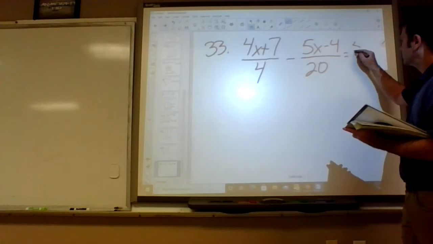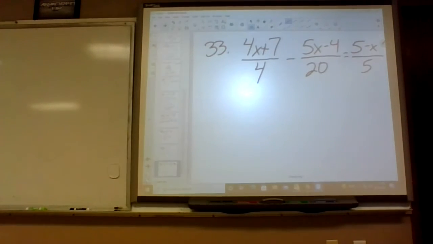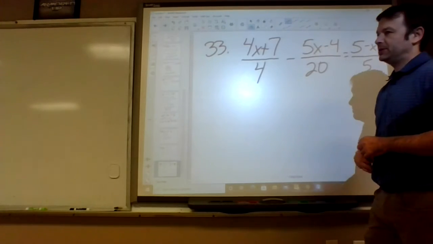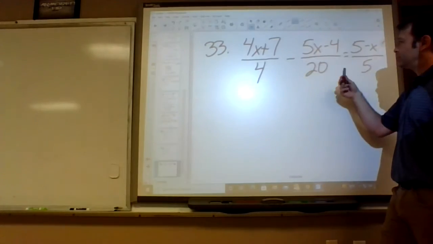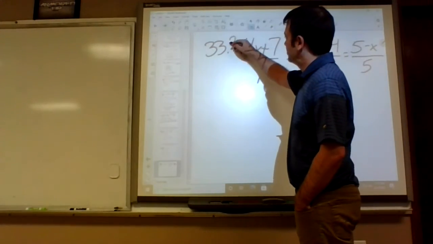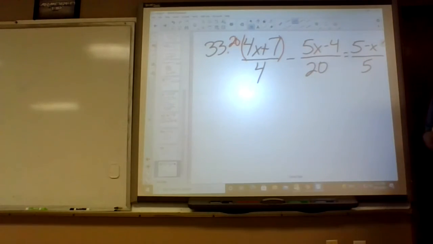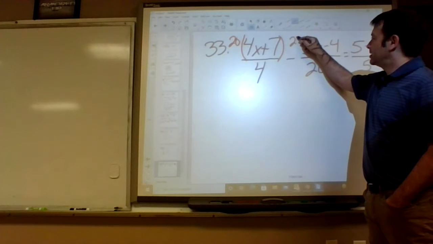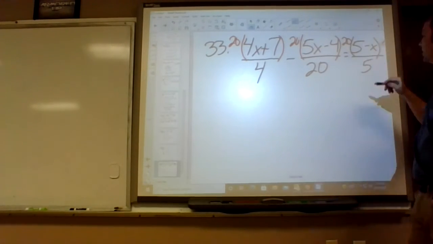This is due Thursday, right? Yeah. Okay, what did we do? So I see fractions. I don't want fractions. How do I get rid of them? Multiply by the least common denominator, which is 20. 4, 5, and 20 all go into 20, so I'm going to put a 20 there. Remember, it's not just 20 times 4, it's 20 times everything, basically. So 20 there, and a 20 there.